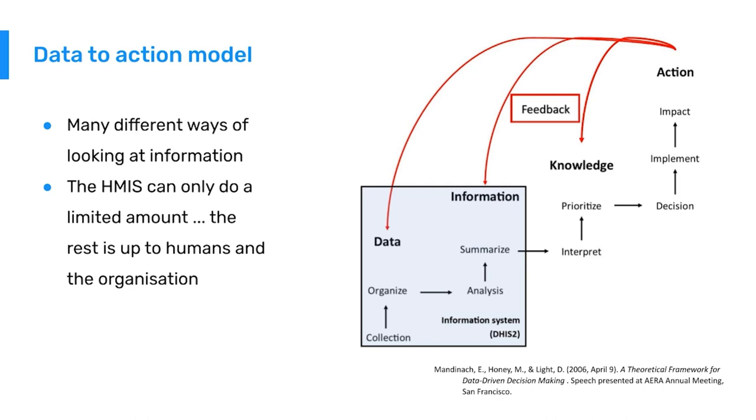And again, we want to focus that the information system, or DHIS2, is only part of it. DHIS2 helps you collect and organize data, and then it helps you analyze and summarize that data as information. The rest of it, the interpretation, prioritization, the decision-making process, the implementation, the impact, and following the actions, all of that is more of a process that is on the human side of the equation. So humans are interpreting and prioritizing. They're making decisions, implementation, and carrying out actions. DHIS2 will not be able to do that for you.